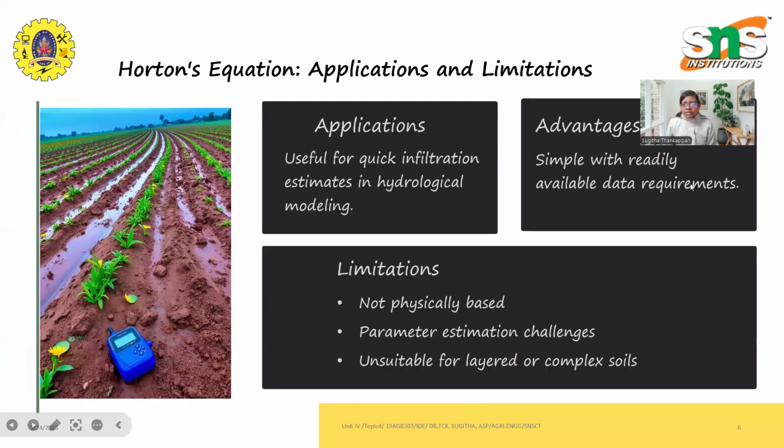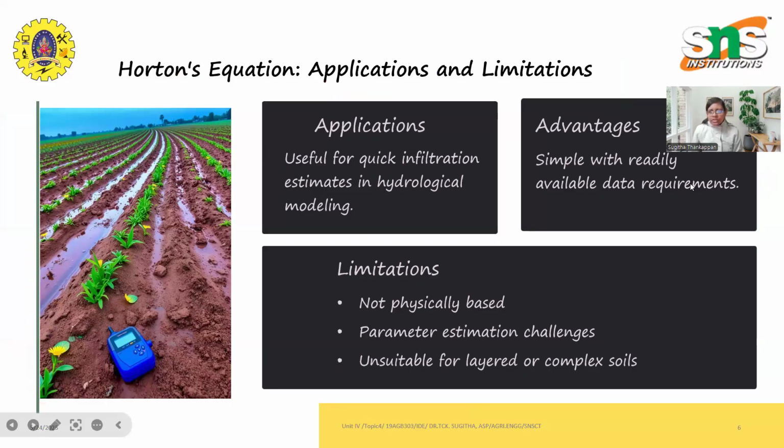What are the applications and limitations of this Horton's equation? If you take the application, it is useful for quick infiltration estimates, especially in hydrological modeling studies. What are the advantages? It is simple with readily available data requirements. And what are the limitations?